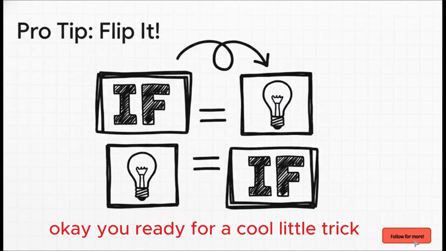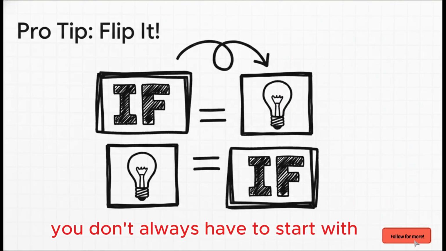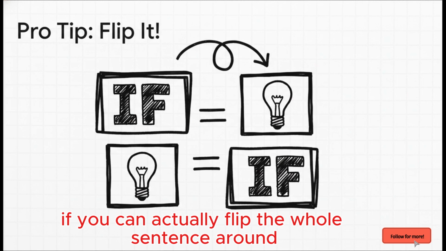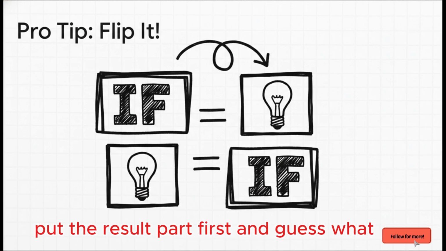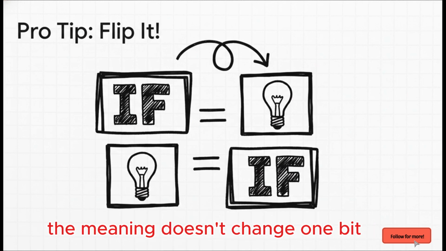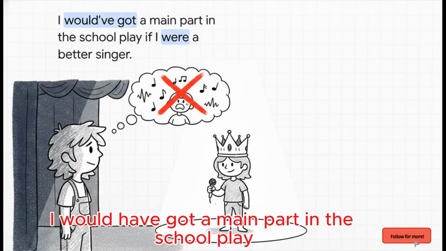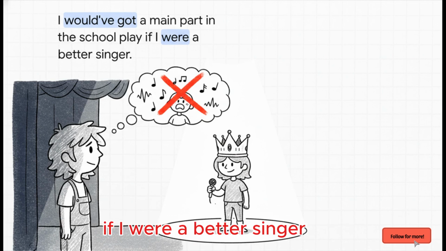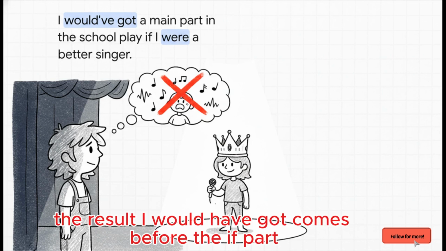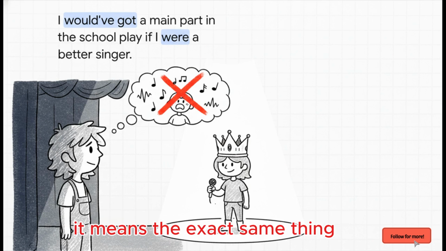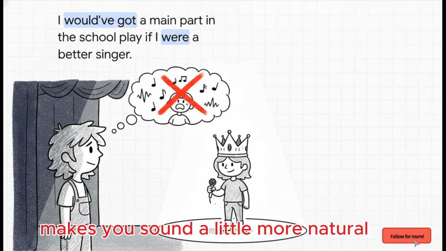Okay, you ready for a cool little trick? You don't always have to start with if. You can actually flip the whole sentence around, put the result part first, and guess what? The meaning doesn't change one bit. For example, I would have got a main part in the school play if I were a better singer. See what we did there? The result, I would have got, comes before the if part. It means the exact same thing, but it gives you way more flexibility, makes you sound a little more natural, you know?